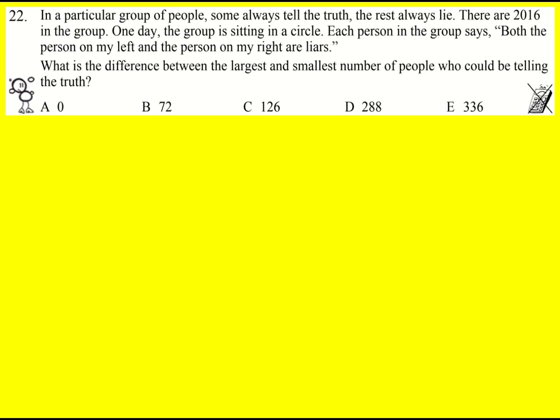These sorts of questions often come up in these math challenges where we're talking about people lying or telling the truth. This is one of the trickier ones, I think. And I'm going to do it by just considering some different situations. So this is the key sentence: each person in the group says that both the person on my left and the right are liars.